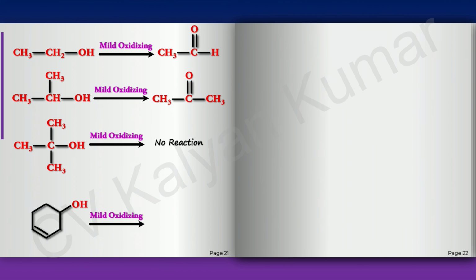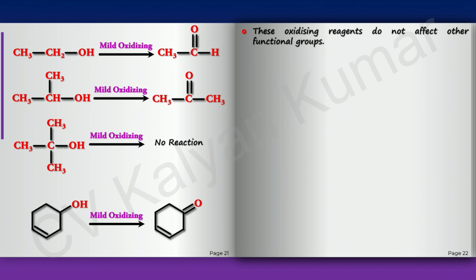Obviously, secondary alcohol becomes ketone, double bond remains intact. And remember, these oxidizing reagents do not affect other functional groups. Now, MnO2, one of the mild ones, will only oxidize allyl and benzyl alcohol. If the allyl and benzyl alcohols are primary, you get aldehyde, if they are secondary, ketone, but only allyl and benzyl.